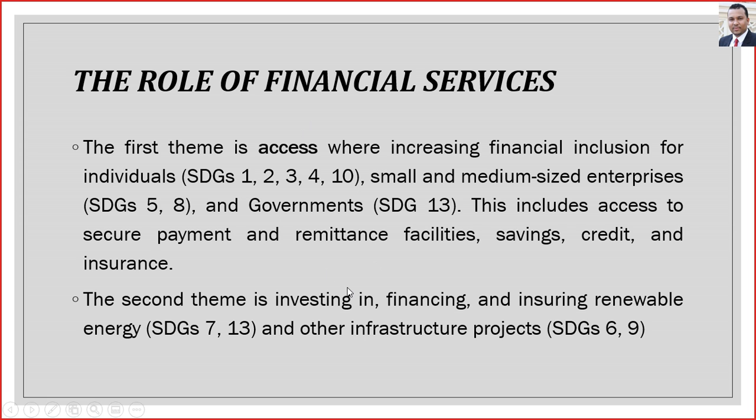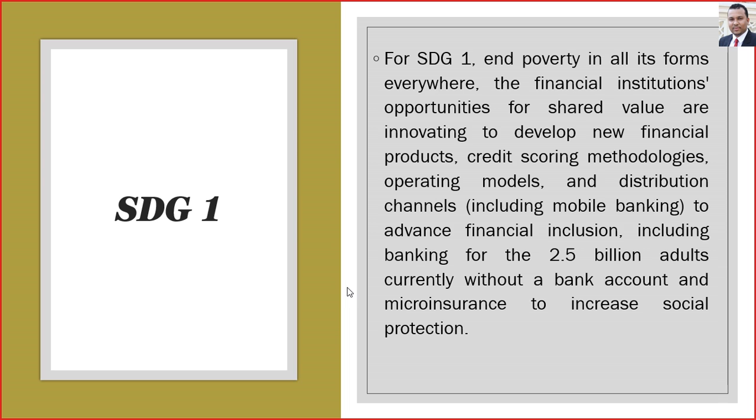So, access and finance. What about the specific role for financial institutions or the financial sector to enhance the sustainable development goals? We will focus on selected sustainable development goals. Number one, SDG number one, related to ending poverty. What about the role of financial institutions to end poverty, or to transfer the sustainable development goal into green color? Number one, innovating to develop new, which new? New financial products, new credit score methodologies, new operating models, distribution channels.